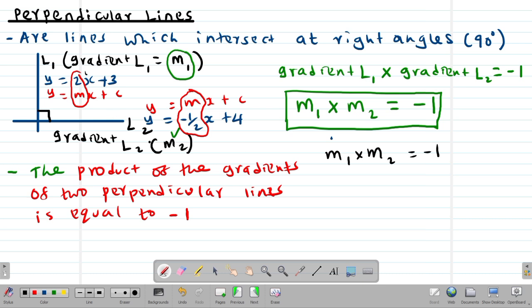Therefore, should we take M1 and multiply with M2, we are supposed to get -1. So our M1 is +2. If I take 2 multiplied by my M2, which is -1/2, this will give us 2 and 2 will cancel out. So we'll get the answer as -1, showing that the lines L1 and L2 are actually perpendicular to each other.